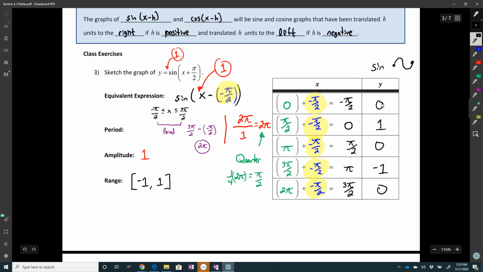Notice that the y values stayed the same. All that happened was we shifted left by pi over 2. So on your exam and on your homework, you're not going to have to show that much work. I just wanted to show you what's happening. We got the original values, and we just shifted them left by pi over 2. The y values for sine stayed the same.